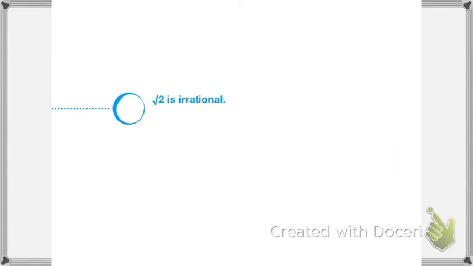Now we have to prove that root 2 is irrational. So how will you prove it? We will prove it by the contradiction method. What is this contradiction method? We will assume that root 2 is rational.